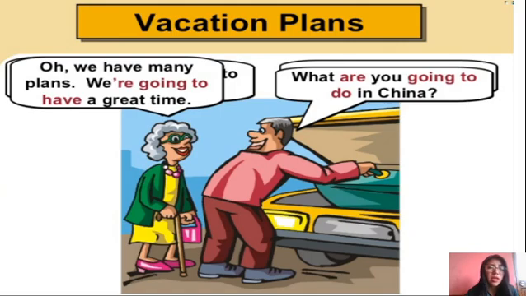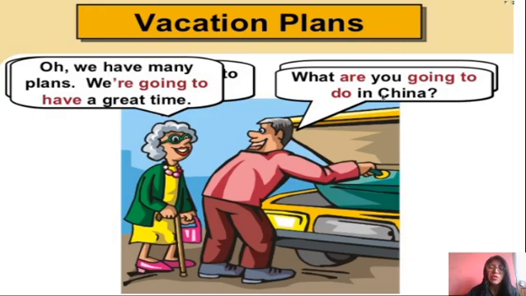Okay, pay attention to the first example. Oh, we have many plans. We are going to have a great time. What are you going to do in China? Okay, in this case, I am using be going to in order to speak about future events. In this part, we can see the use of be going to, the structure in affirmative and in questions.